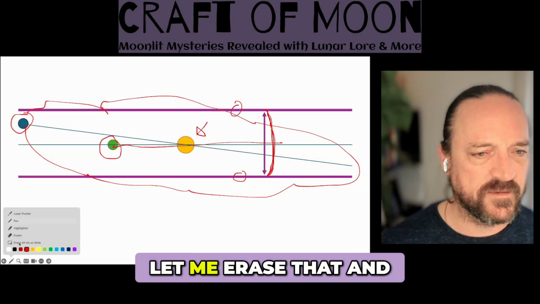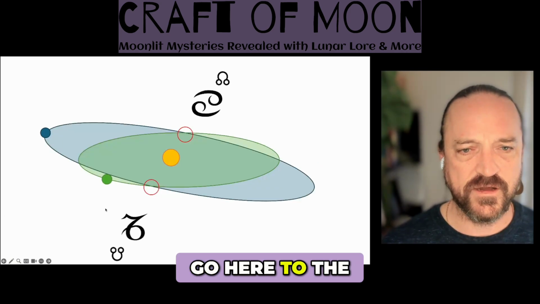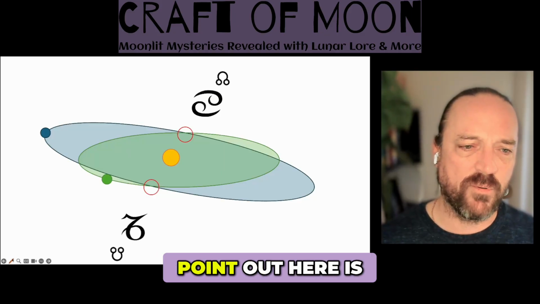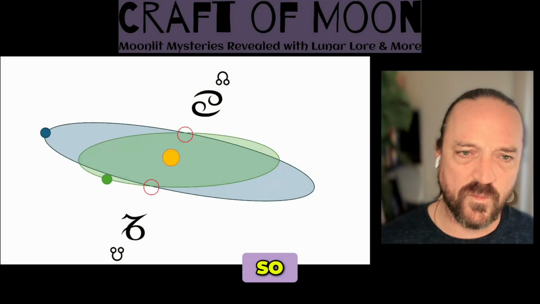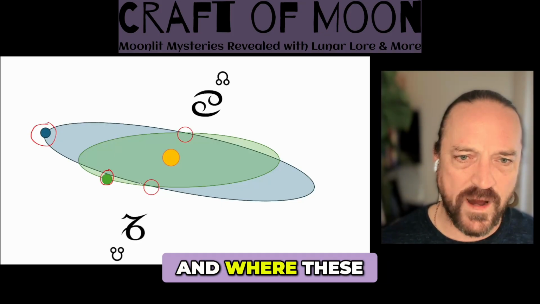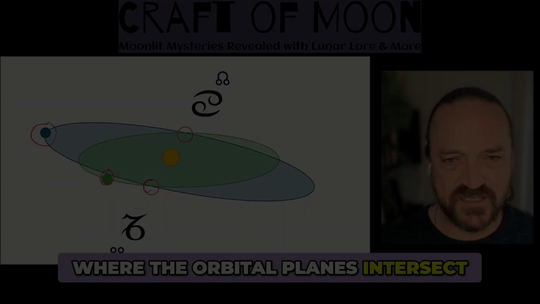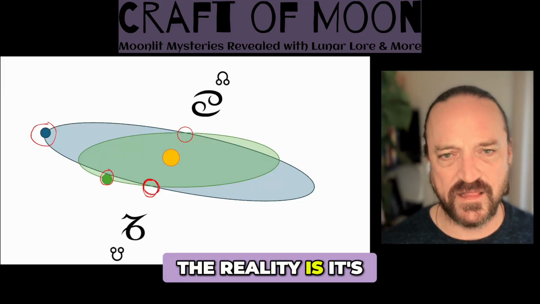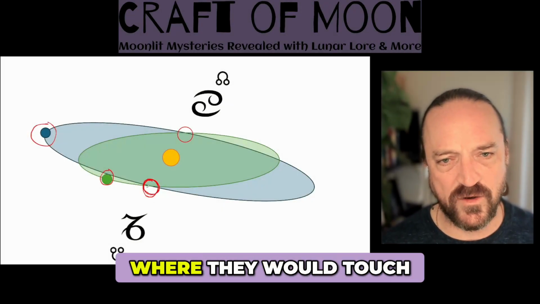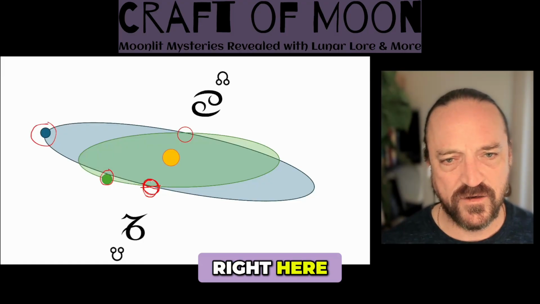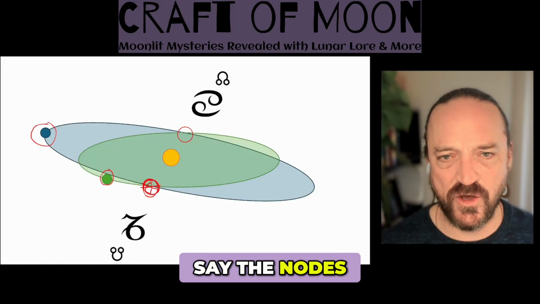So let me erase that and go to the next slide. This is a little bit of a different view of it. What I want to point out here is, again, Pluto over here, the Earth right here. And where the orbital planes intersect, even if this green ring is going to be smaller, actually, in reality it's going to be much smaller. They don't necessarily have to touch, but where they would touch if they were to pass by each other, right here, this is what we're talking about when we say the nodes of the planets.